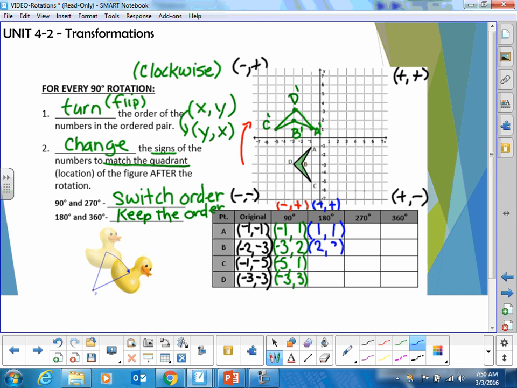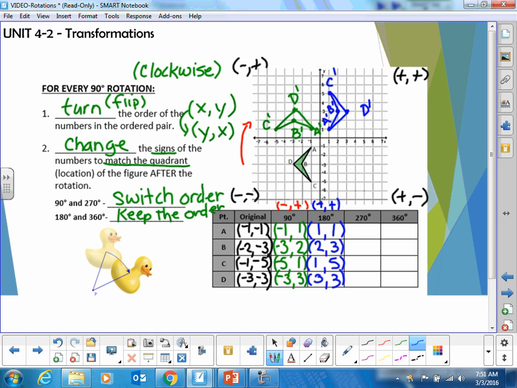So I'm going to have 2, 3, go back to 1, 5, and then 3, 3. Now all I have to do is graph them. 1, 1, here's my A prime. I'm going to go 2, 3, that's my B prime. C prime is 1, 5. And then my D prime is going to be 3, 3. And then I connect them.